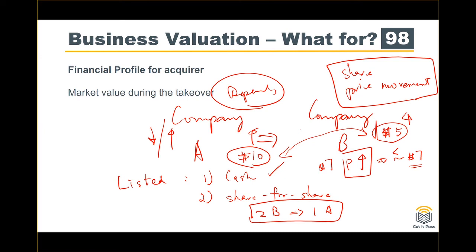If the share price is going up, then the chance for the acquisition is higher. But if the share price for A is not performing well, then the company B shareholders would say, no, I just run away. I don't want to be acquired by company A unless my share value will go up after the acquisition. So it's the market value during the takeover.